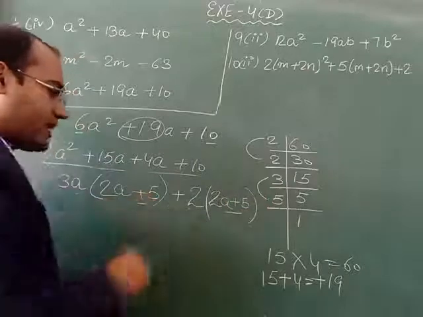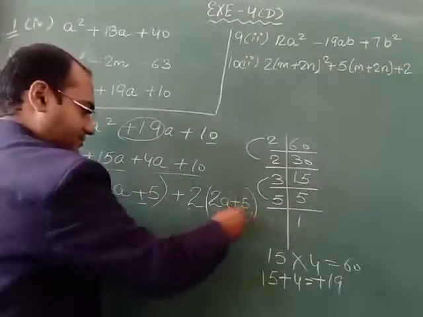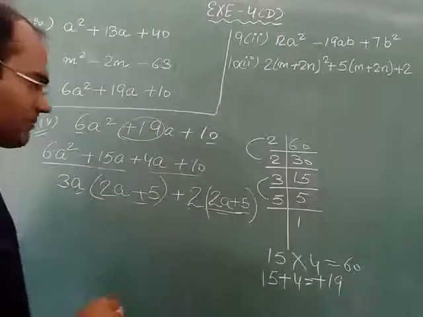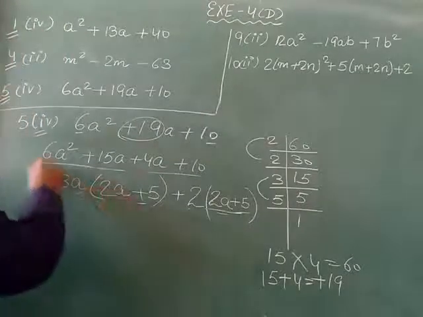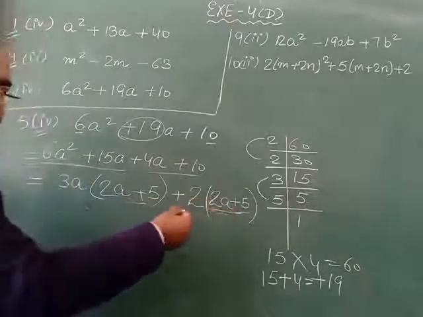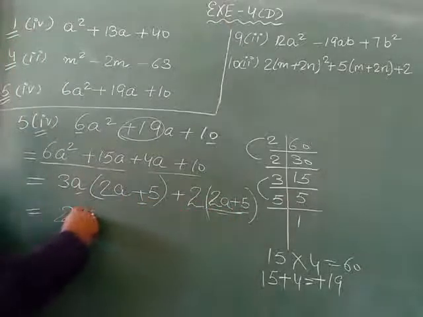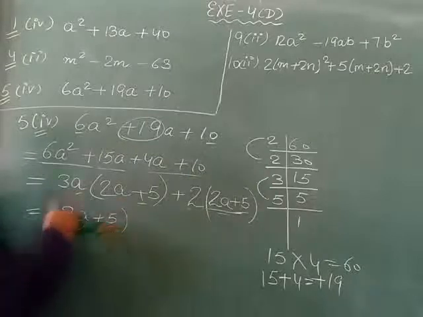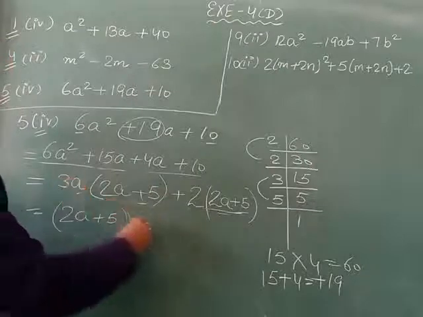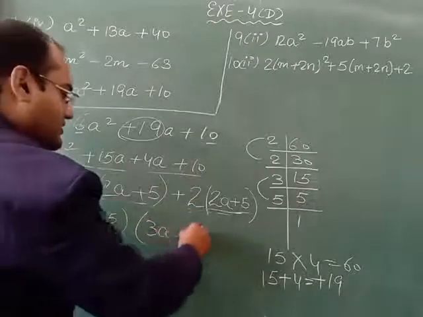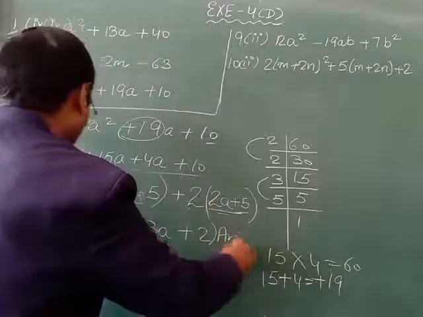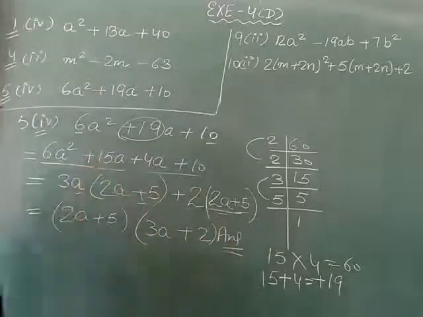Now these two brackets are the same. That means our work is correct because our brackets are coming the same. Now we have to take common again. 2a plus 5 and 2a plus 5. Both the brackets are the same, so we will take common 2a plus 5. In the other bracket we will write the remaining terms. This one we have taken common, so 3a is remaining, plus this one we have taken common, so 2 is remaining. So this is your final answer of question number 5, 4th part.